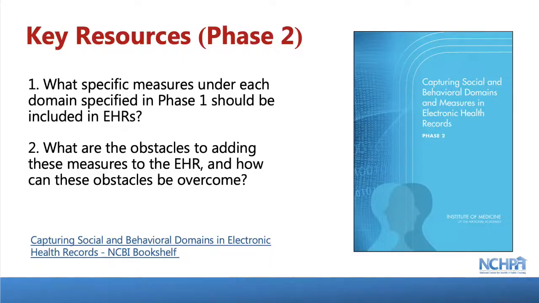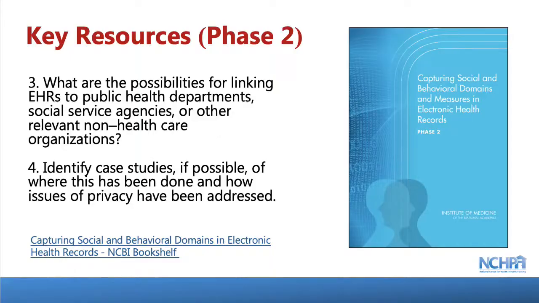There are two reports from the Institute of Medicine capturing social and behavioral domains in electronic health records. And they identify some core domains that should be included in all EHRs. And they also identify some domains that should be included for specific populations or settings defined by age or socioeconomic status, race or ethnicity, disease, or other characteristics. In that second phase of the IOM report, they discuss some of the challenges to adding these measures into the EHR and how to overcome them, as well as how to link EHR data to other organizations like public health departments, social service agencies, or housing agencies.